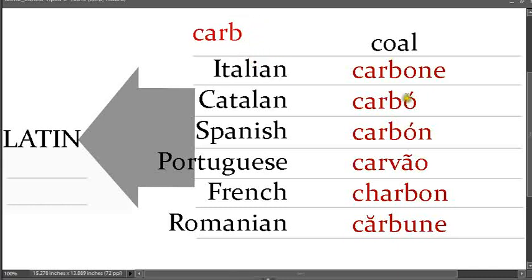Okay. And then the next letter we have an O, and we have an A, a U, and an O. So, Italian carbone, Catalan carbo, carbone, carveo, charbon, carbon. I'm just trying to decide here. I think I'm going to go with the O, since most of them are O's, and an O can soften to an U sound. Many vowel sounds have softened that way.